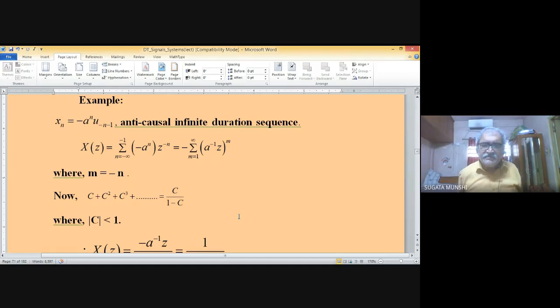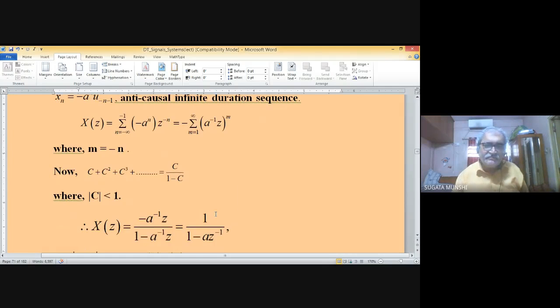So this is the region where the ROCs of the z transforms of both the causal part of the sequence and the anti-causal part of the sequence will converge. Common region where they will overlap. So that will be the ROC for infinite duration two-sided sequences.